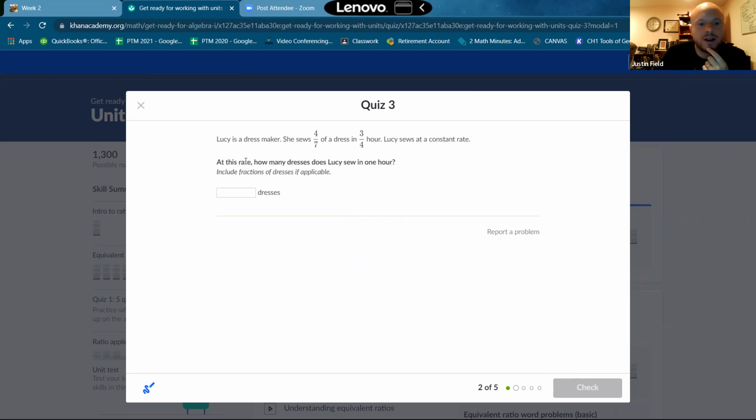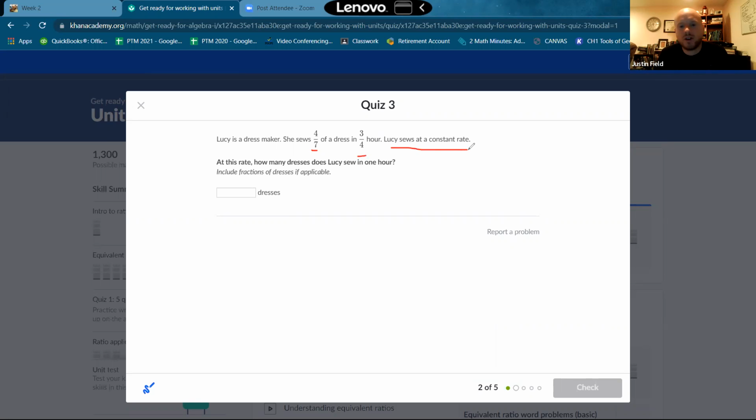Okay, so now here, the first thing I read was the question, and it says, how many dresses does she sew in 1 hour? That's the unit rate. Okay, so we want to know the unit rate, how many dresses she sews in 1 hour. So let's read the info. Lucy is a dressmaker. She sews 4/7 of a dress in 3/4 of an hour. She sews at a constant rate.